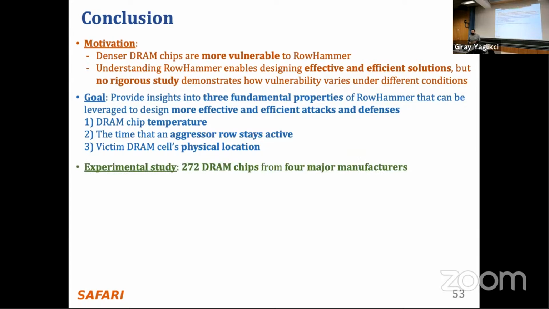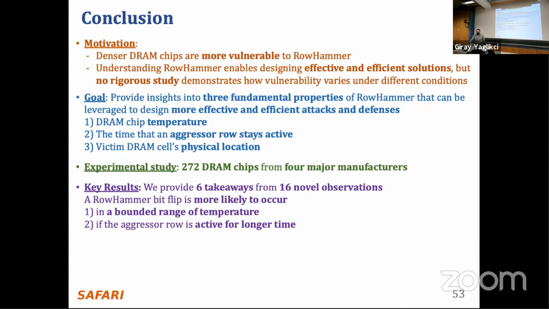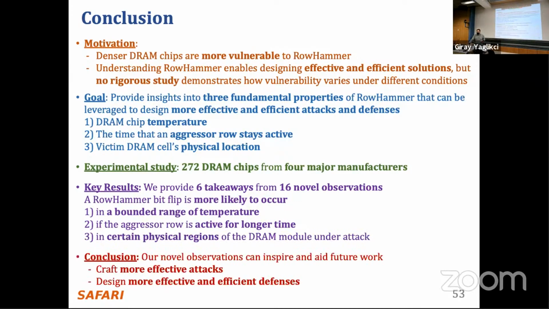And we conducted this study by doing experiments on 272 DRAM chips from 4 major manufacturers that implement DDR3 and DDR4 DRAM standards. And we provide 6 key takeaways from 16 novel observations in the paper. And from these, we highlight that RowHammer bit flip is more likely to occur in a bounded range of temperature, when the aggressive row is active for longer time, and in certain physical regions of the DRAM module under attack. And we conclude that these observations can inspire and aid future work to craft more effective attacks and design more effective and efficient solutions.